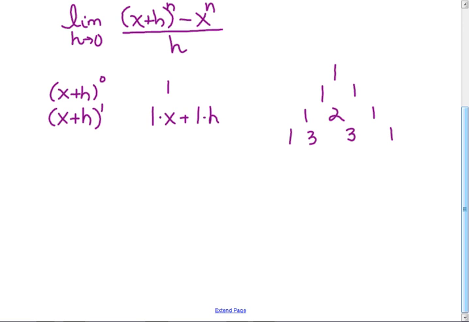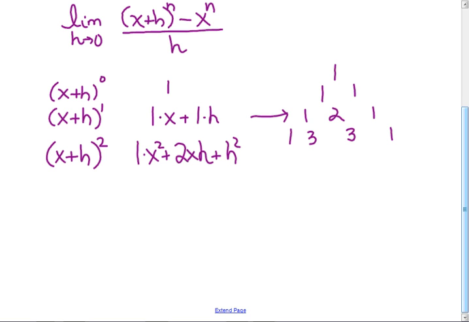Okay, well, let's look a little further. Some people, Grant, might be interested. I would hope you're all interested. Okay, so I'm going to square that out, which is going to give me 1x squared plus 2xh plus h squared. That's this row right there. Is that okay?